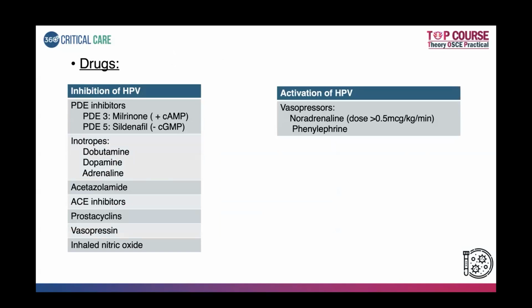phosphodiesterase 3 inhibitors like milrinone, or phosphodiesterase 5 inhibitors like sildenafil, inotropes like dobutamine, dopamine, adrenaline, acetazolamide, ACE inhibitors, prostacyclins, vasopressin, inhaled nitric oxide. All these drugs can cause inhibition of HPV, and there can be activation of HPV via vasopressors like noradrenaline at doses more than 0.5 mcg per kg per minute and phenylephrine. So these are the important takeaway points related to the drugs which can modulate your HPV.